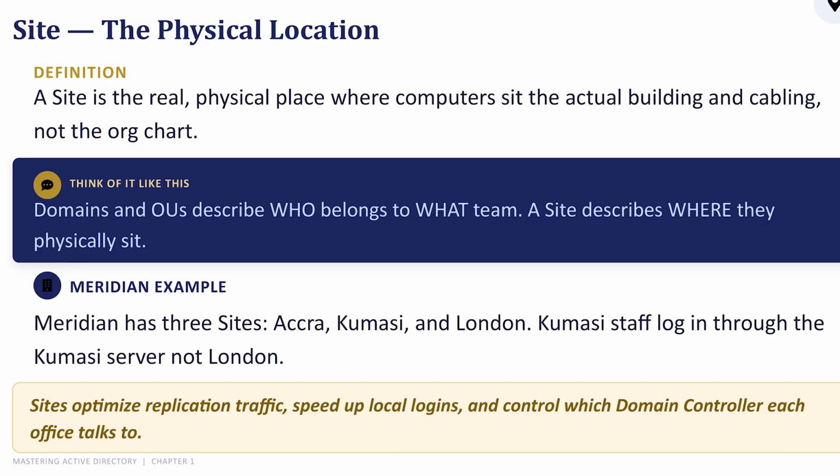Now imagine an employee sitting in Kumasi. The slide says that employees should be able to use the appropriate logical infrastructure rather than unnecessarily relying on London for every login. Why? Because physical network distance matters. Sites can help optimize replication traffic, login speed, and which domain controller a client communicates with. So here's the sentence I want you to remember. OU answers more of who belongs where logically, while site answers more of where this computer is physically located. The distinction is extremely important.